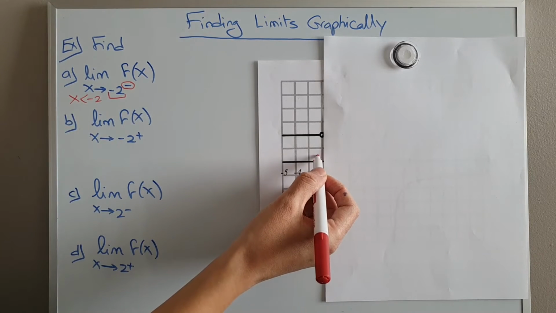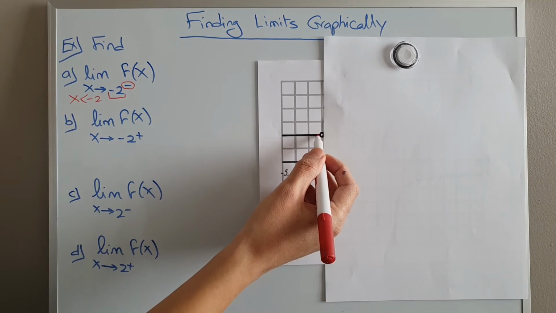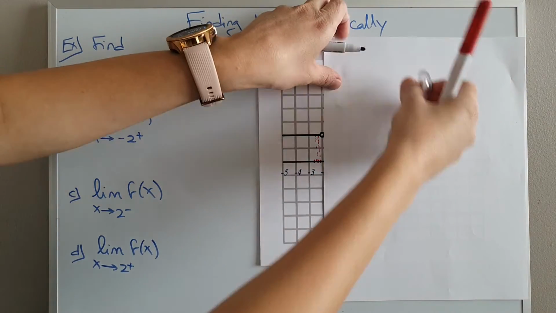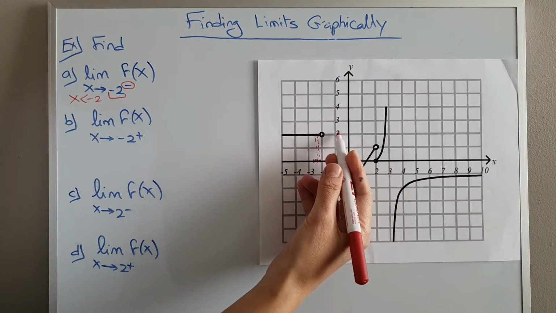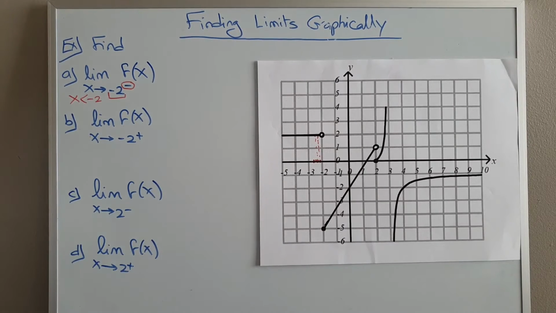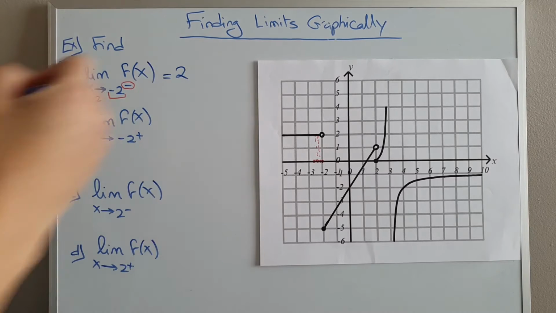So if I go back to my graph, I notice that I'm approaching this value, and if I read the y value here, I know that the y value will be 2. So since the y value is 2, I know that the limit is actually 2.